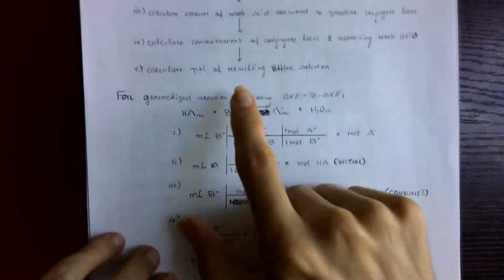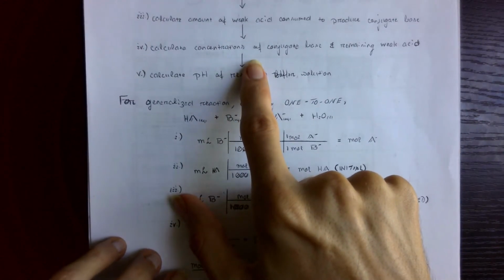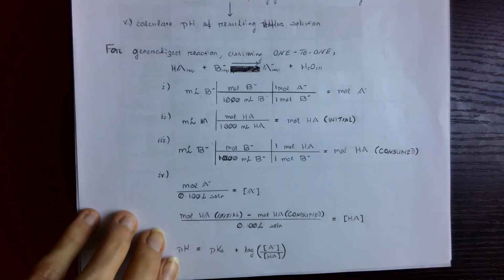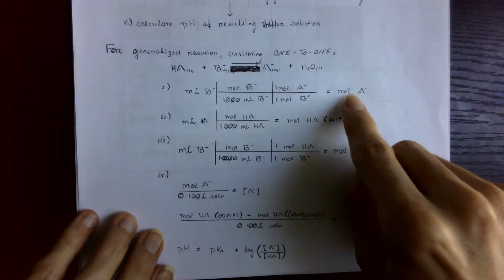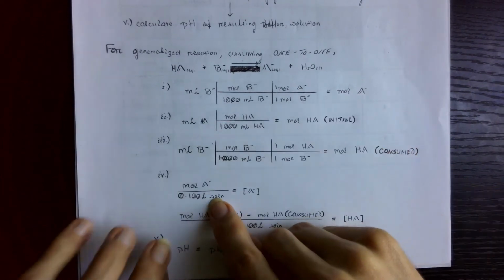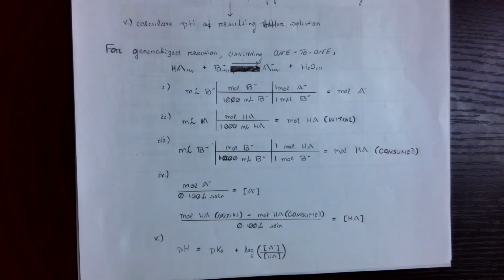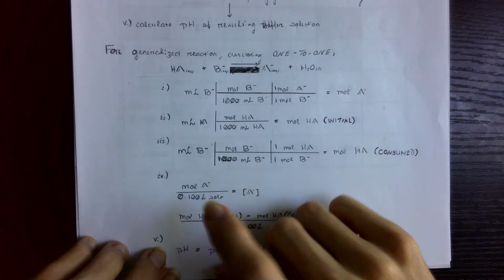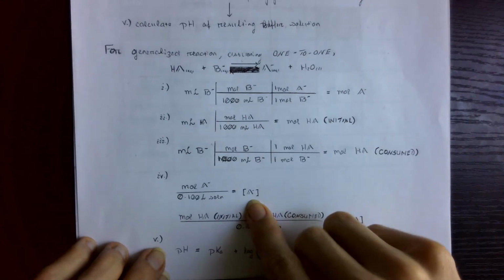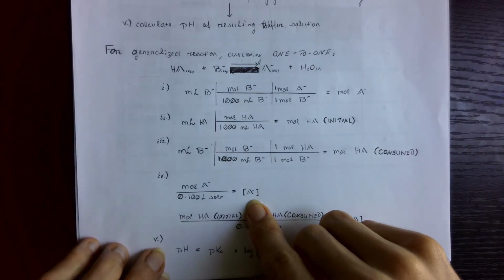So, step 4, calculate your concentrations, because all these are molar amounts here. For the conjugate, it's easy. I've got moles, and the volume of every solution is going to be 100 milliliters to keep everything consistent. So just take moles of A minus divided by 100 milliliters, or 0.100 liters, and that gives me my concentration of A minus.